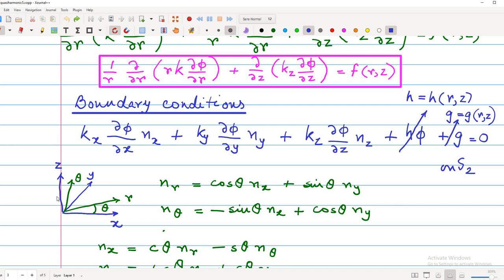And again the boundary condition: if you take the axes x, y, this r, theta is a plane perpendicular to z, and nr is along the r direction, n theta is along the theta direction. So this is nx or i along the x direction, and ny or j along the y direction. If you take the transformation relation for vectors, nr is nx cos theta plus ny sin theta.